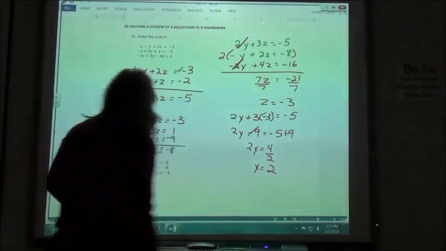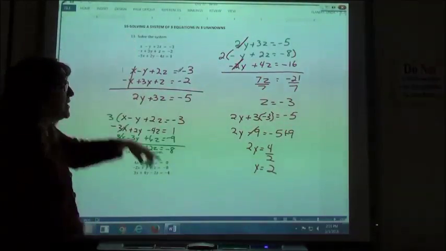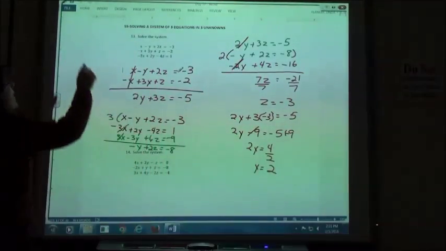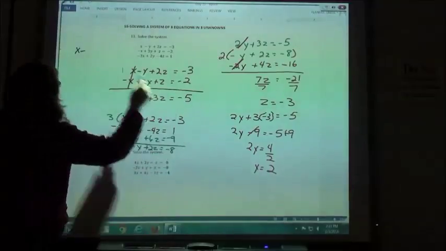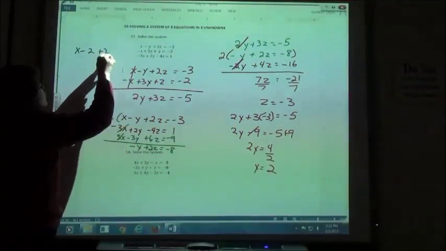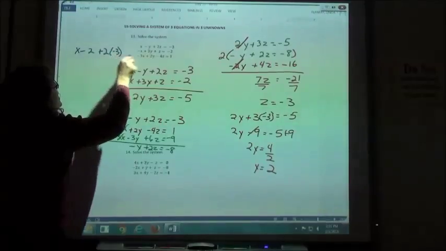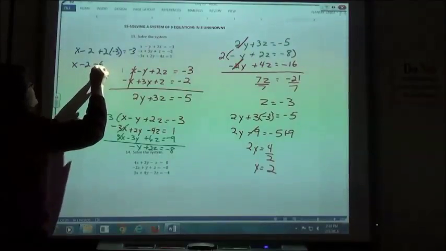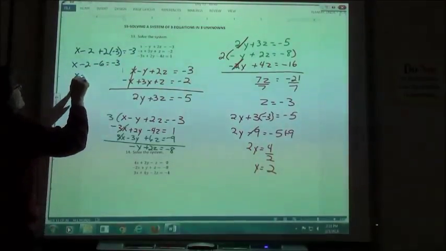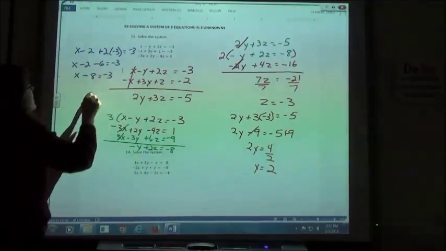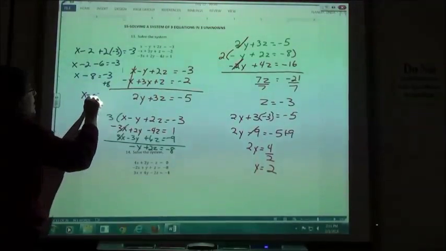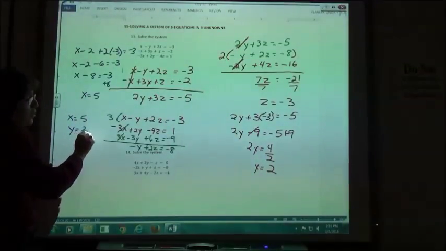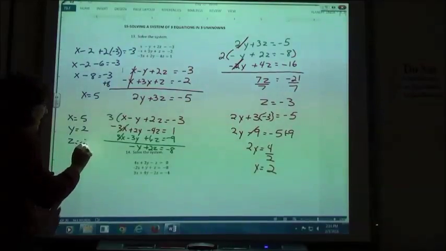In order to find x, I have to go to one of my original equations, substitute in the 2 for y, the negative 3 for z. So I'm just going to use the top one. x minus the y value of 2 plus 2 times the z value of negative 3 should equal negative 3. So x minus 2 minus 6 equals negative 3. x minus 8 equals negative 3. So adding my 8, x would equal 5. So I got answers of x equals 5, y equals 2, and z equals negative 3.